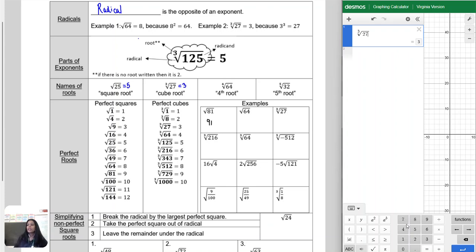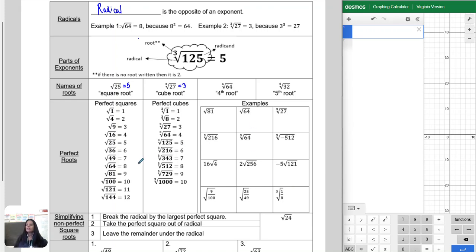Okay? And then you have 4th roots and 5th roots, but I'm not going to talk about those, but it's the same concept. You're thinking about a number to the 4th power that gives you 64. So that's 2, because 2 times 2 times 2 times 2, 4 times, is 16. You don't have to worry about all that. For Algebra 1, we're going to think about square roots and cube roots. Most of it can be done in Desmos, but there'll be times where you do have to do it by hand.